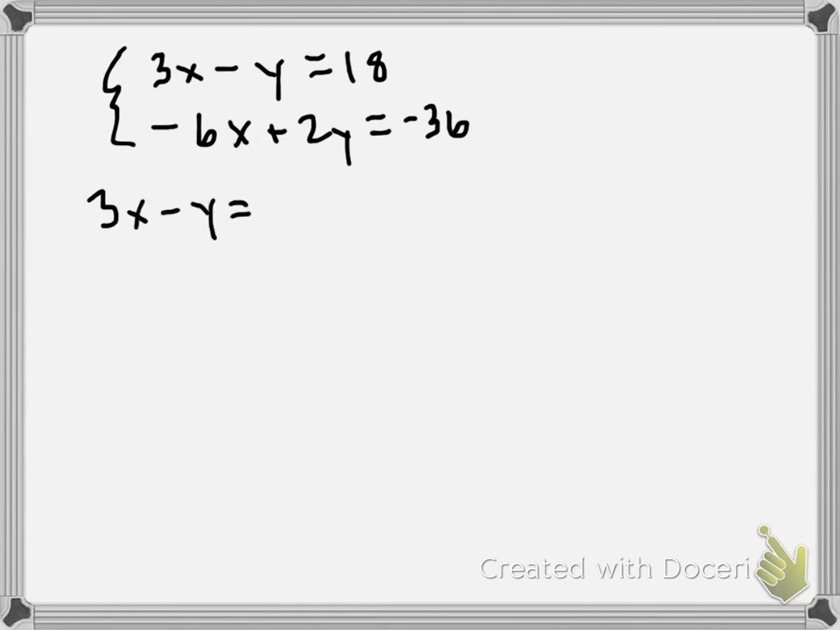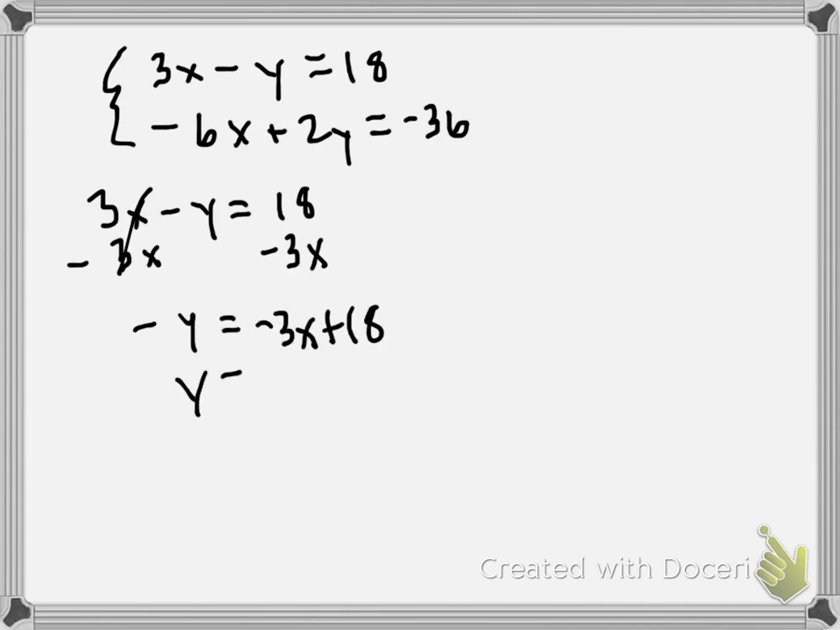And I'm just going to solve it for y. I'm going to get the y on one side by itself. So I'll start by moving the 3x over to the other side. Get rid of those. Divide by negative 1 everywhere. Change all my signs. And I've solved that first equation for y.